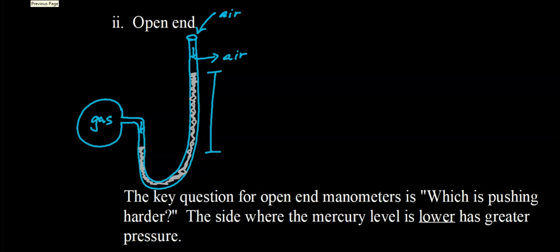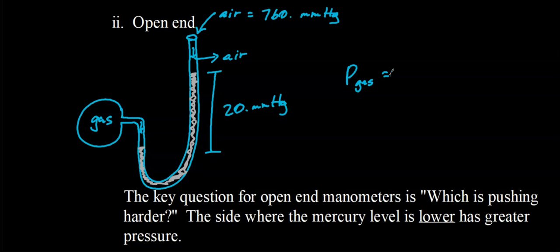So let's say the air pressure happens to be 760 millimeters of mercury. And let's say this difference in levels of the mercury in the U-tube is 20 millimeters. What is the pressure of the gas? I'll give you some choices. Is it 760 millimeters of mercury, 740 millimeters of mercury, or 780 millimeters of mercury?